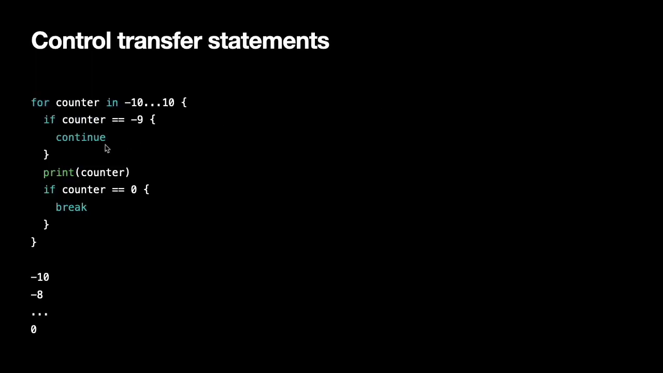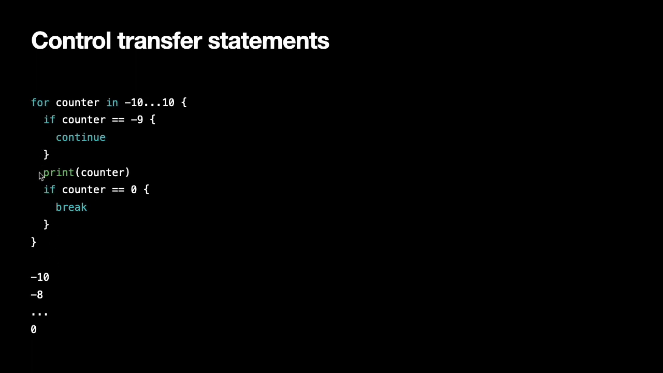Continue and break are control transfer statements. Inside a for loop, the continue keyword will stop the current iteration of the loop and go back to the beginning. The break keyword will stop the current iteration of the loop and will terminate the loop entirely and go to the end. In this case, we are using a counter to iterate from -10 to +10, but if the counter equals -9, then we skip the rest of the loop and do not print out counter. And you can see in our output, we skipped -9.